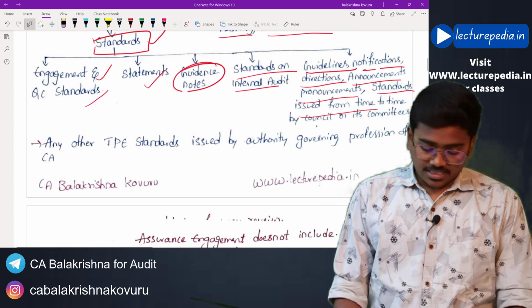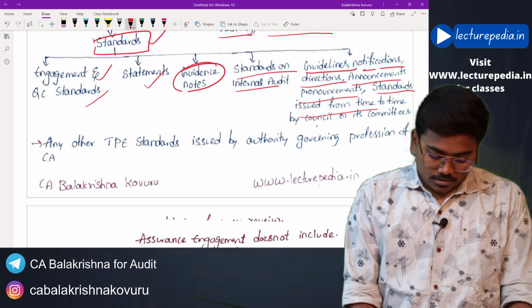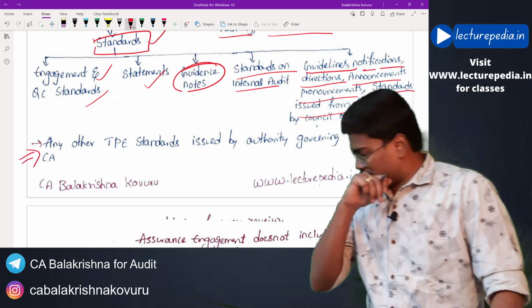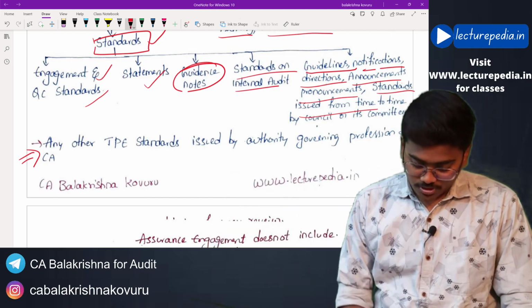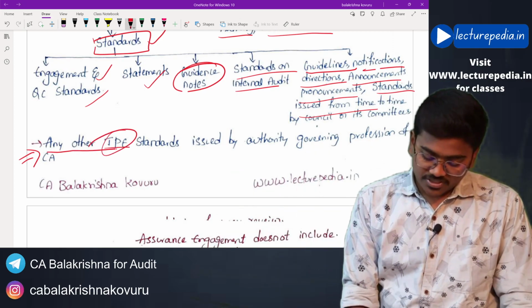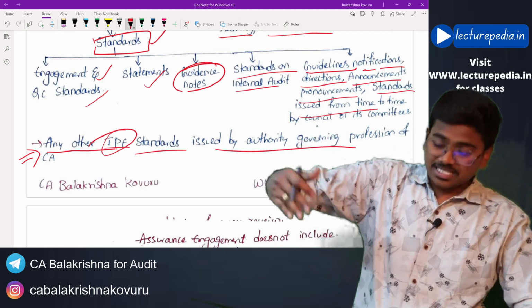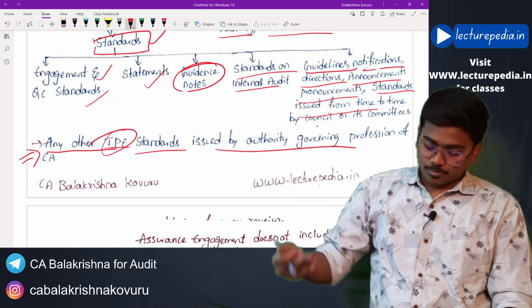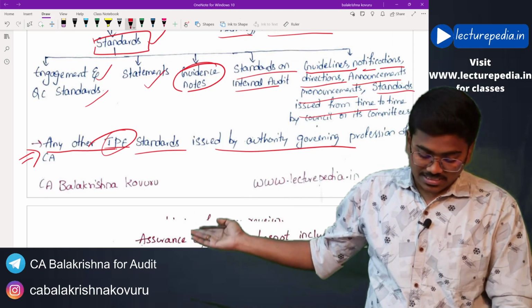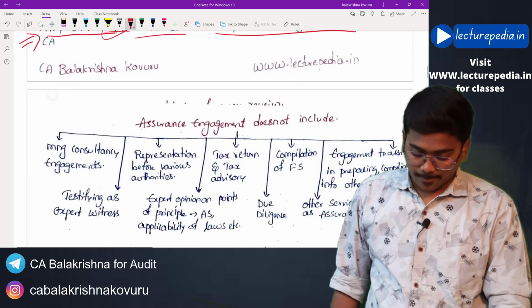And now recently through amendment, the miscellaneous point is also introduced, wherein any other technical, professional, ethical standards issued by authority governing profession of CA, even those will be coming under technical, professional, ethical standards. You can say that as a miscellaneous point.